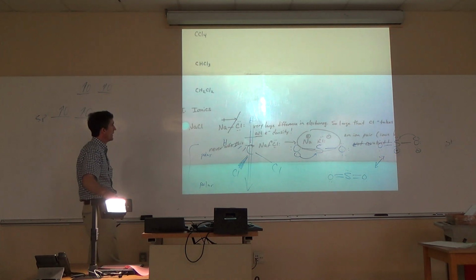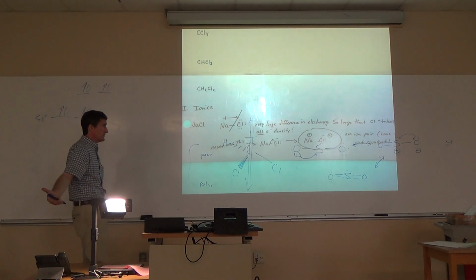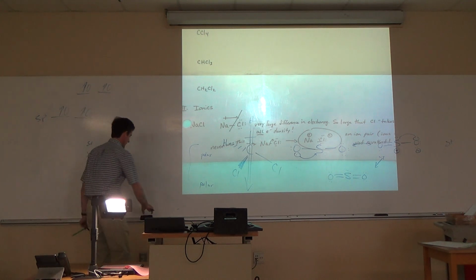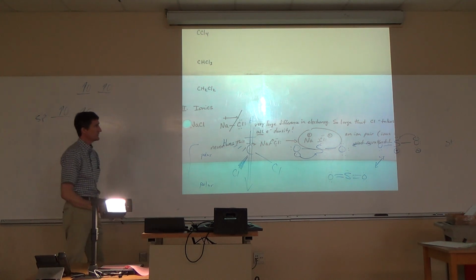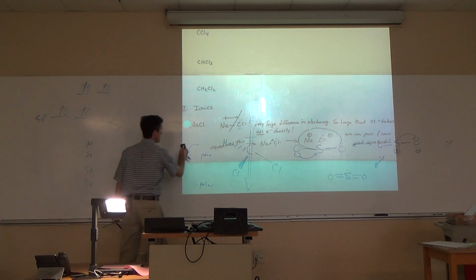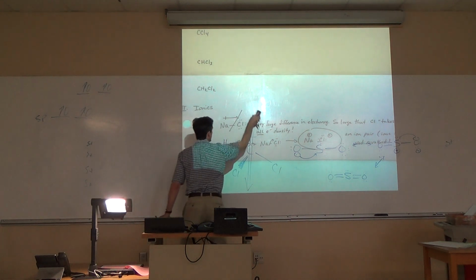Ionics. Well, ionics are obviously polar. Ionics is when you have a huge difference in your electronegativity, for example, sodium and chlorine.